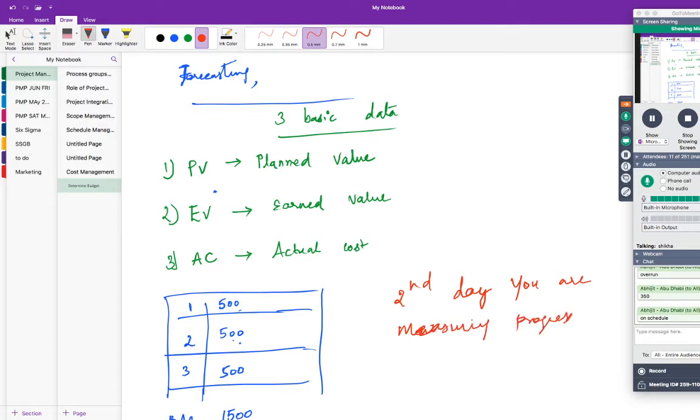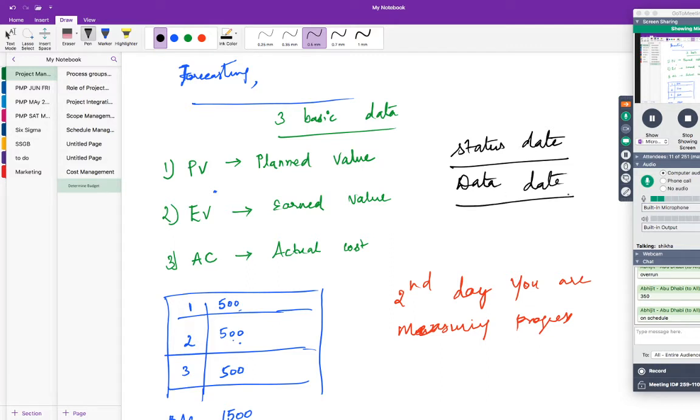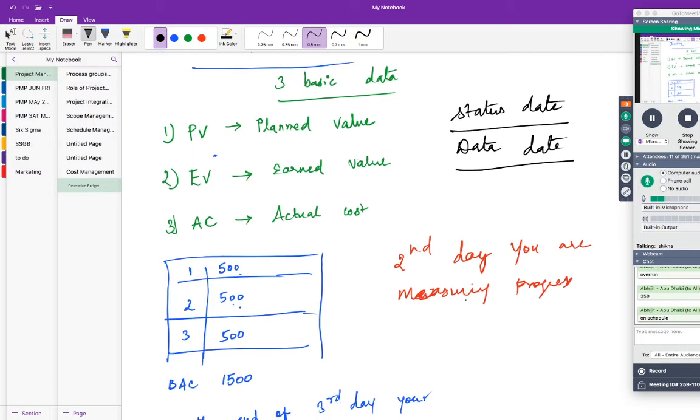On the day you measure the progress, that day is called the status date. So what is status date? Status date means the day on which you measure the progress. Here it is the second day, so the second day is called what? Status date. There is another name for this, data date. In Primavera they call it data date, and in MS Project they call it status date. So the status date is the second day.